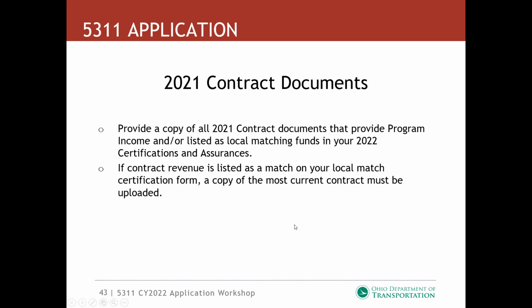The 2021 contract documents. If you are using contract revenue as a matching source for your grants, you will need to upload the most recent executed contract to show the support for those matching dollars. So for any of your 2021 contracts or any of your contract revenue that you list in your matching sources, you will need to upload a copy of the currently executed contract for that expected revenue. If it's a new contract for that year, you need to upload information on how you calculated the estimated revenue for that matching source.